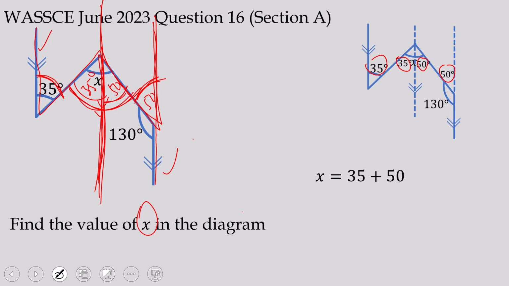So therefore 35 plus the 50 is what makes the angle X. So therefore the X is equal to 85 degrees. And that is the answer.